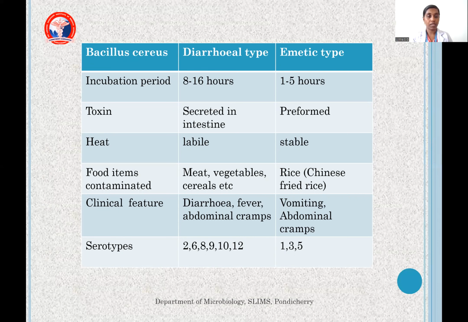And the food items that are implicated: Chinese fried rice is implicated in the emetic type, and meat, vegetables, cereals, etc. are implicated in the diarrheal type. From other food items also we can get it, but these are the food items which are most commonly implicated. And the clinical features: for the diarrheal type, diarrhea, fever, abdominal cramps, and for the emetic type, vomiting and abdominal cramps.